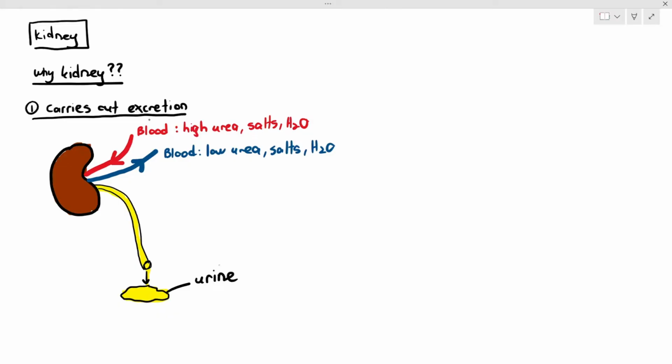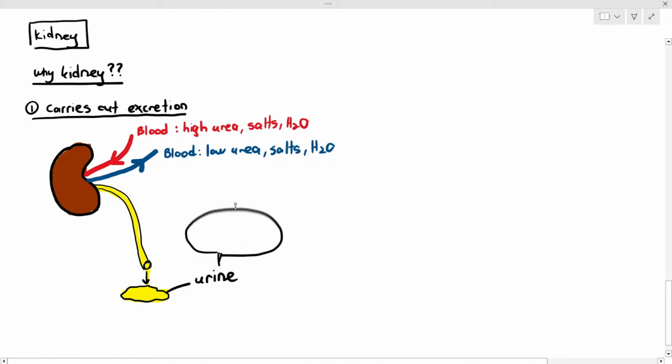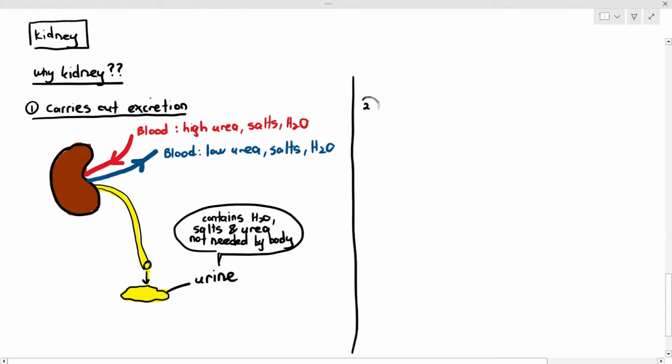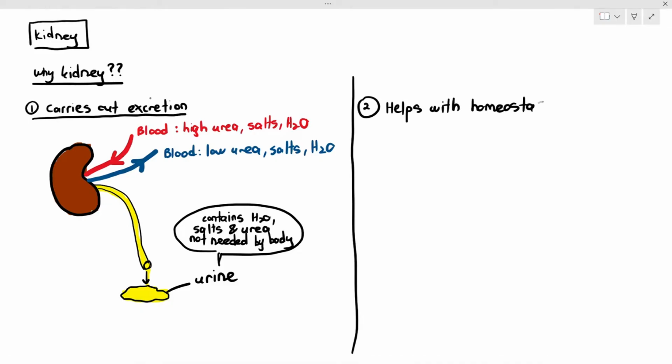So urine is just a liquid or a solution that contains water, salts, and urea not needed by our body anymore. And subsequently, we will remove the urea from our body. That's how it works. So the kidney carries out excretion by filtering the blood and producing urine. That's the first thing that the kidney does. The second thing that the kidney also does is it helps with homeostasis.